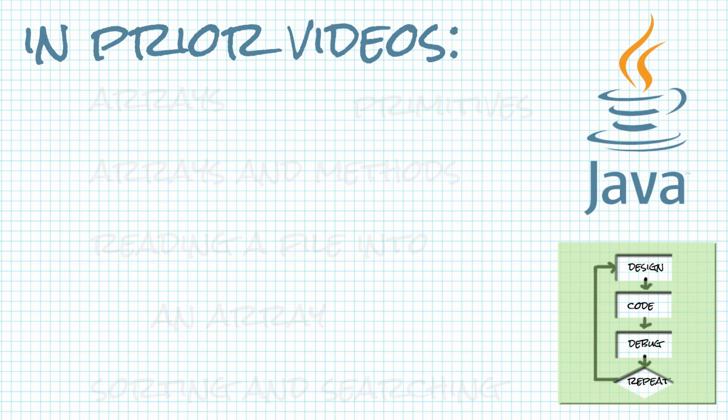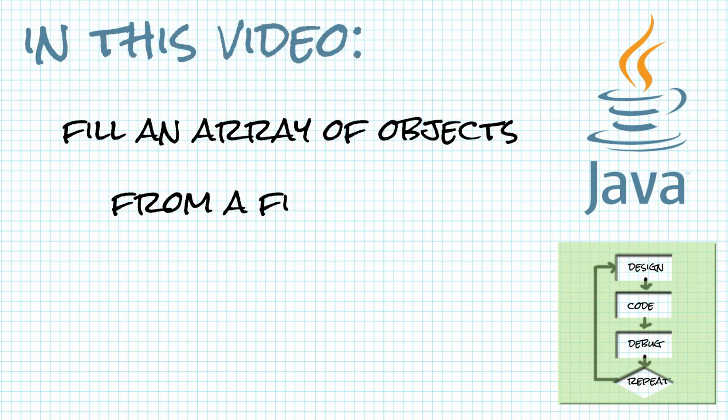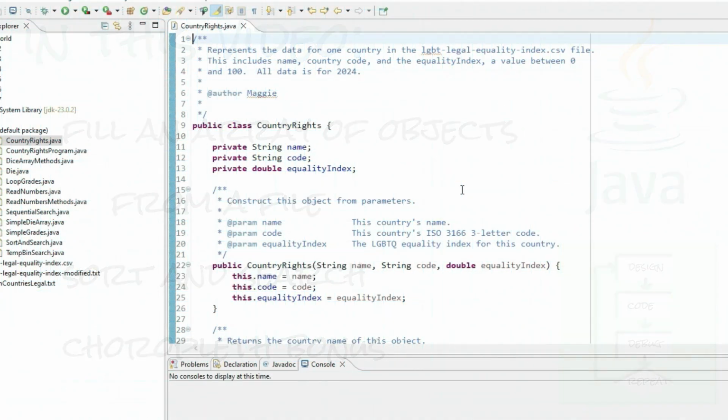We then looked at how to fill an array with objects. In this video, we're going to look at how to fill an array with objects created from data in a file, and then search it, sort it, and as a bonus, we'll do a fun choropleth map example using our objects. Let's get right into it.